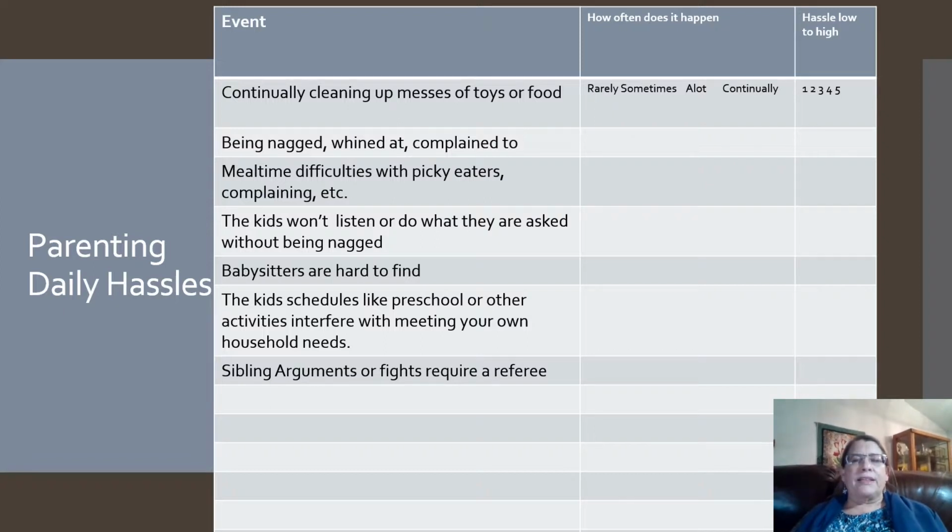So for example, you're asking them, how often do they have to clean up messes of toys or food? How often are they being nagged or whined at or complained to by children? At mealtime, do they have difficulties with picky eaters or complaining? Are babysitters hard to find? Do sibling arguments and fights usually require a referee? And there's a number of these questions. I've just put a few, like I said, and you're having the parent do this assessment, and it gives you some idea of their realistic expectations of parenting.